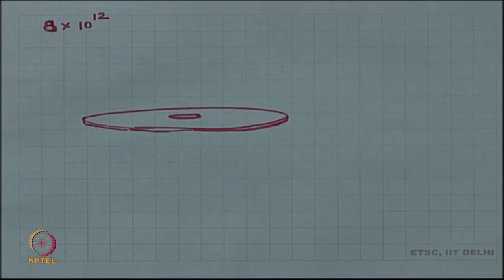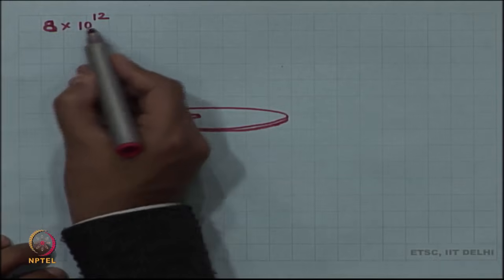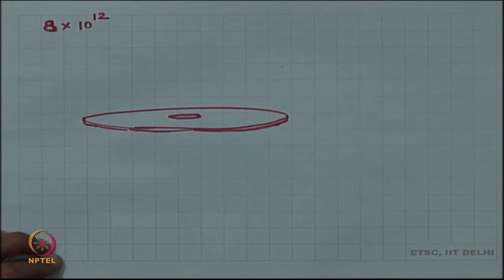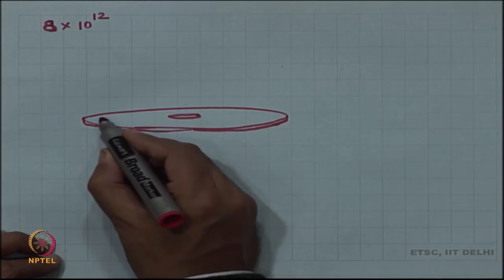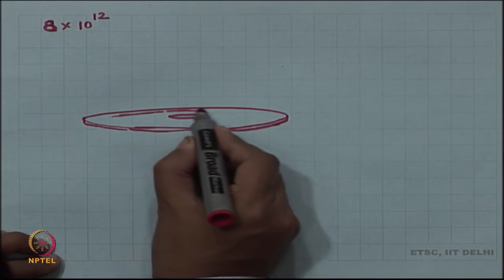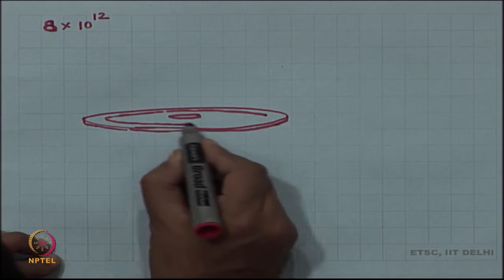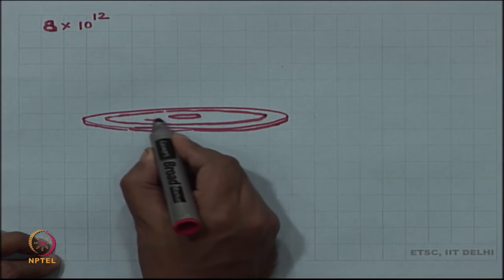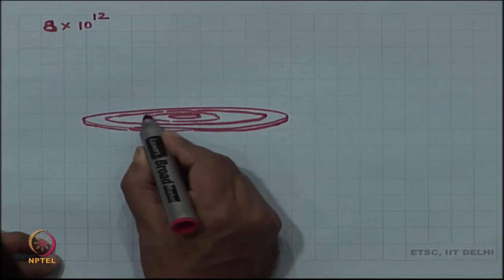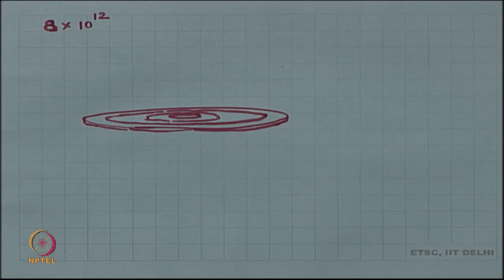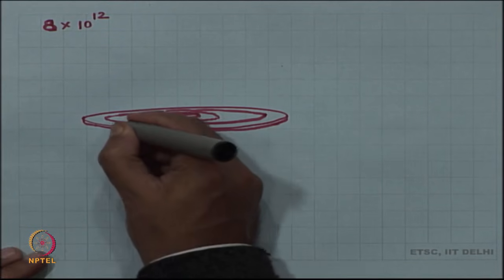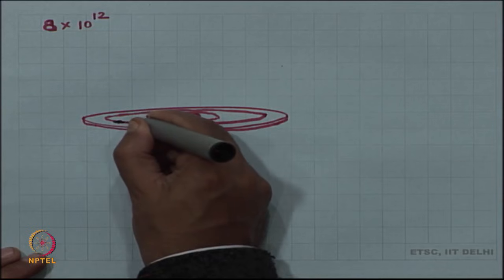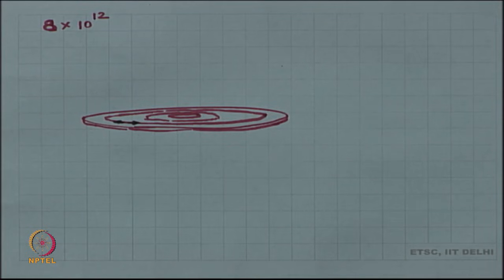All right, is that understood? So, this 8 into 10 power 12 is a gigantic number. So many little magnets have been organized into tracks around the spindle of this platter. Each magnet is a tiny particle, and that particle is either pointing this way or the other way depending on whether it is a 1 or a 0. All of these are on these tracks.